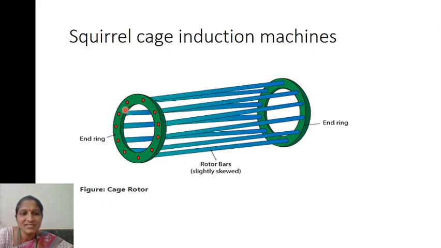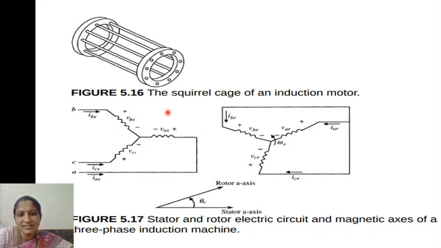These are skewed with the end rings. On both sides of these rotor bars there are two end rings, and with these two end rings they are skewed. So the shape will be in the form of a squirrel cage. This is called a squirrel cage induction motor. This is the stator part. The circuit diagram representing the squirrel cage induction motor is like this: this is the stator, which has three windings. The A phase will have the A winding, the B phase will have the B winding, and the C phase will have the C winding.